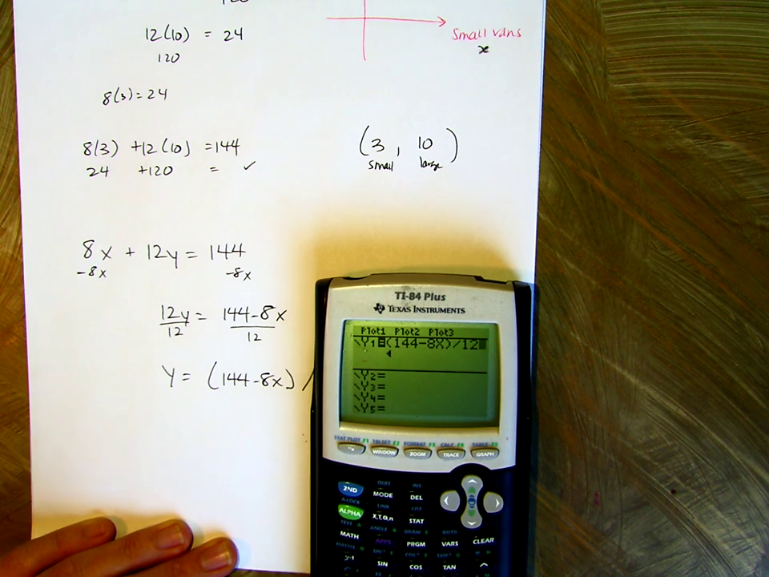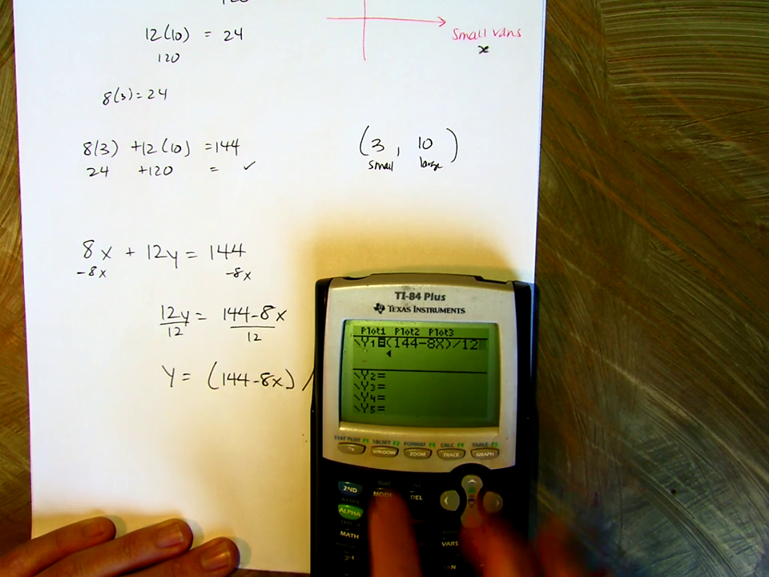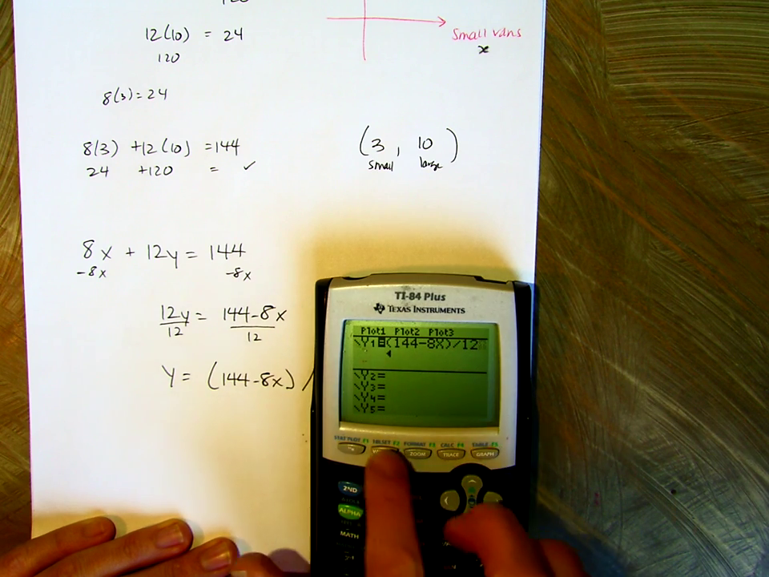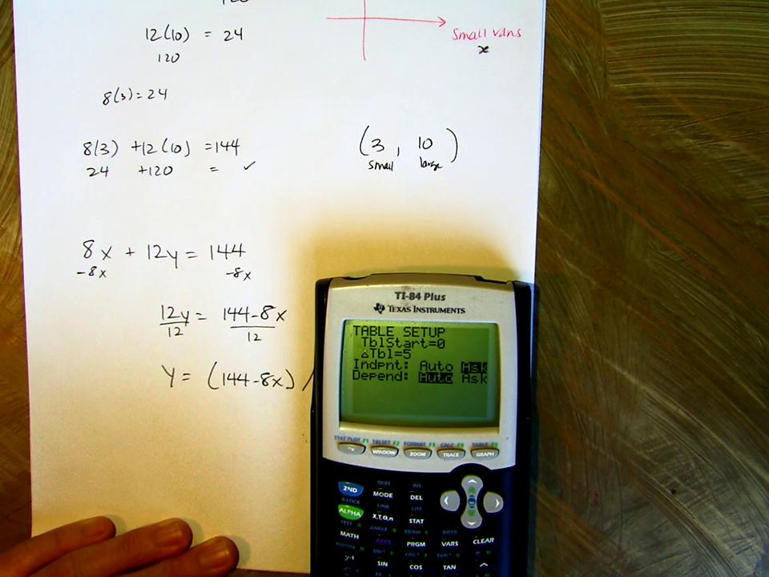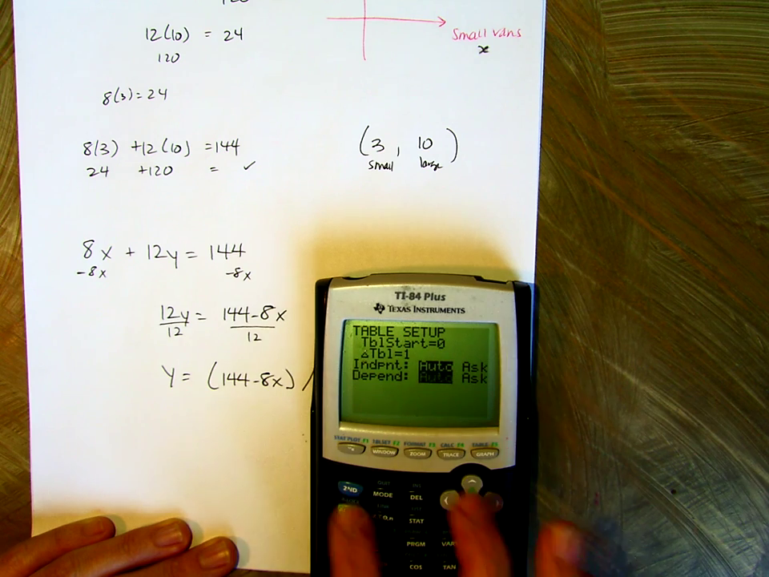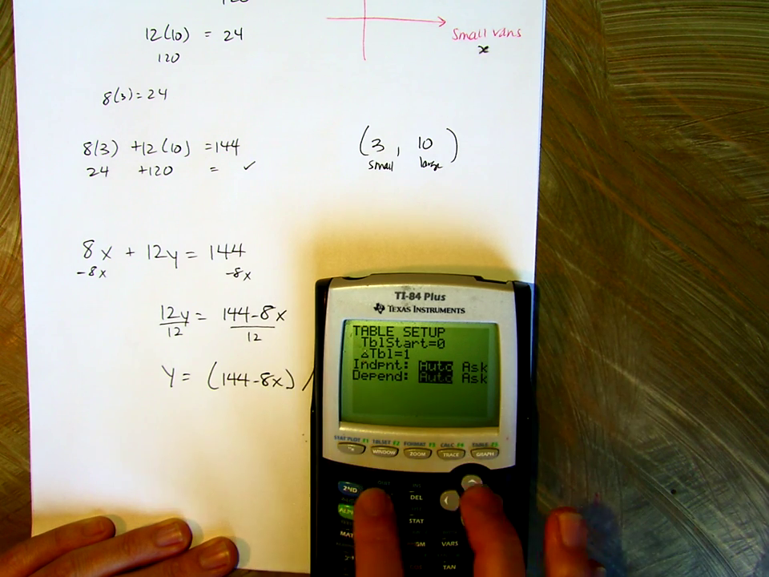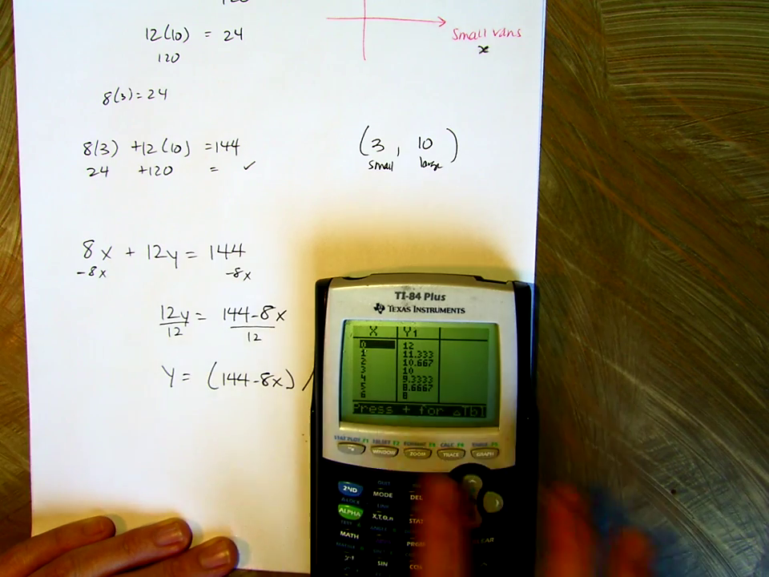And then what I want is a whole table of values. So if I go to this table set function right there, I hit second table set, and I'm going to start at 0, and I want the change in my table to go by ones. It has to be integers. And I'm going to just tell it to automatically give me the answers. And then instead of looking at the graph, I'm going to look at the table. So I hit second table, and there I go.